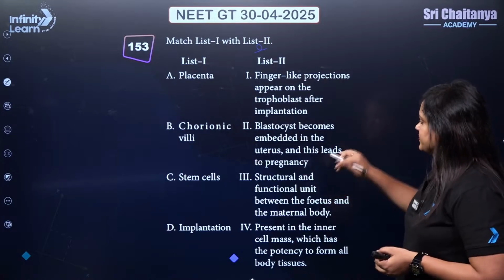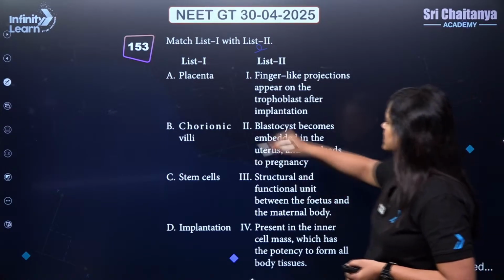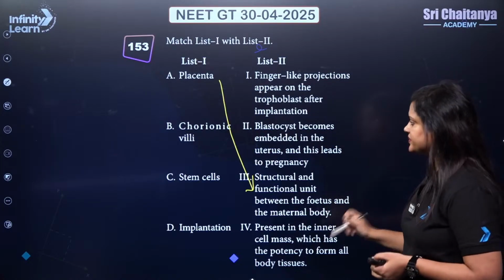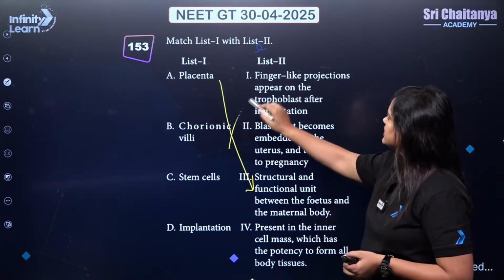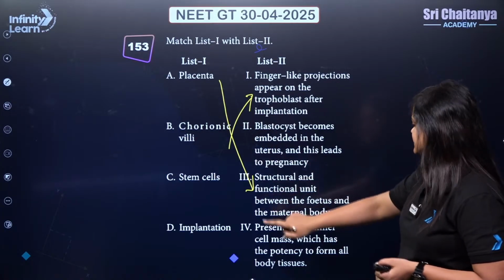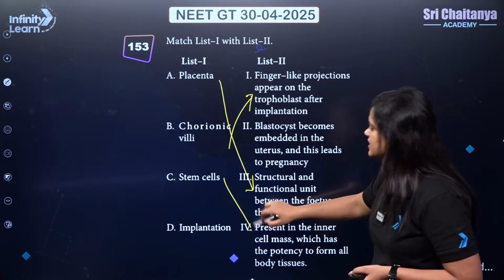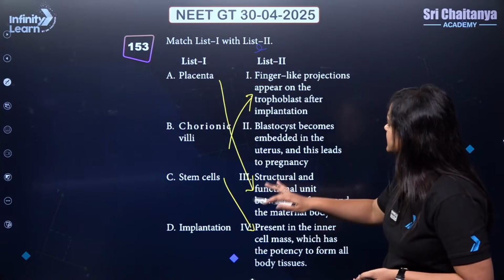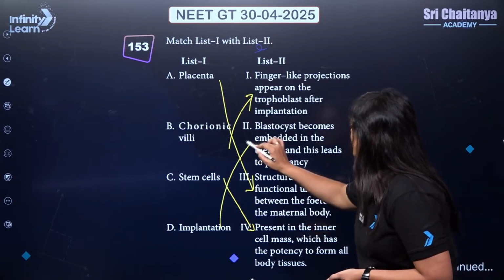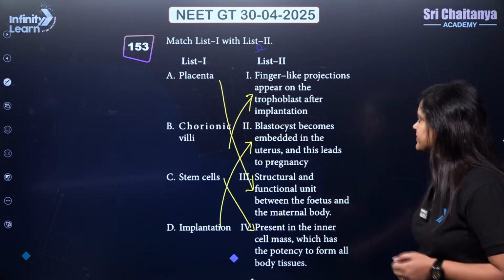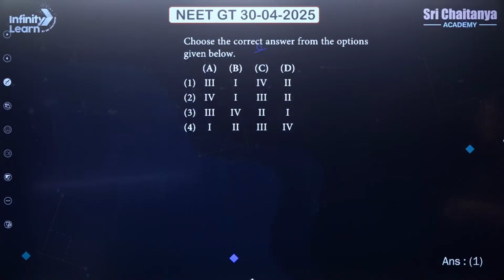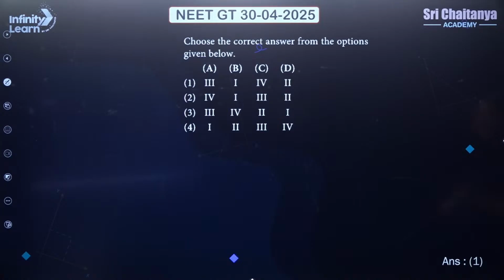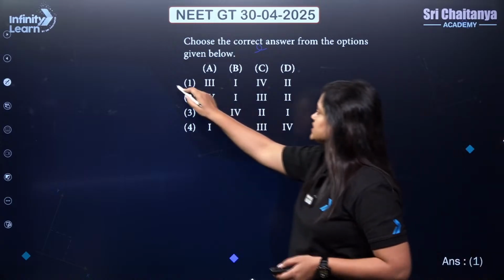Now placenta. Placenta is a structural and functional unit between the fetus and the maternal blood. Chorionic villi is a finger-like projection. Stem cells will be present in the inner cell mass. As we know, stem cells form the embryo and the fetus, and the implantation will be of blastocyst. So let's see. A is matched with 3, B is matched with 1. Okay, so we got our answer. It should be 1.